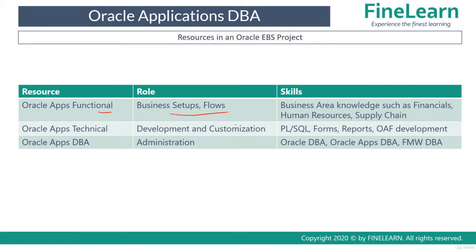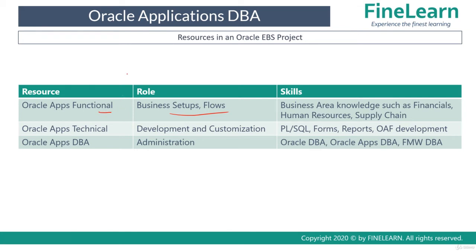So what exactly do I mean by business setups? For example, if the Oracle Apps Functional consultant is an HRMS functional consultant, what he does is the setup which is related to employees, how their payroll is processed, how the records of employees are maintained. So these are all the business related setups. And the functional people will always have the domain specific knowledge. When I say domain, it can be financials, human resources, supply chain, manufacturing, etc. So the Oracle Apps Functional people are mostly the domain knowledge experts.